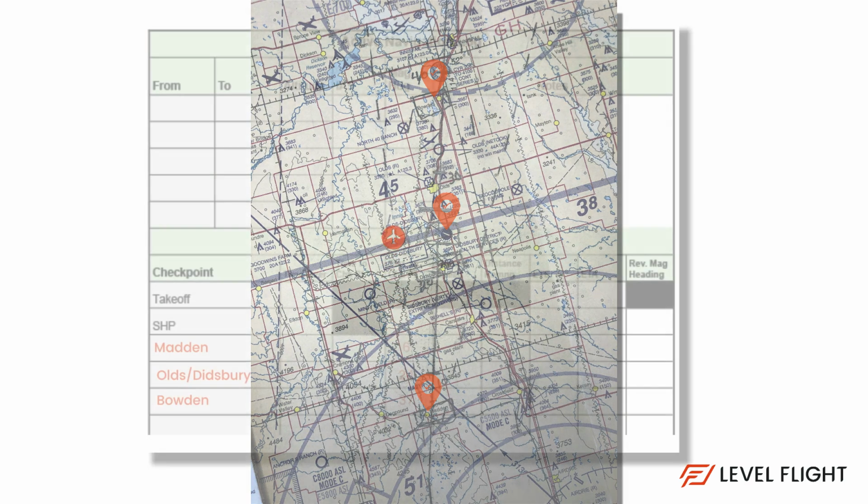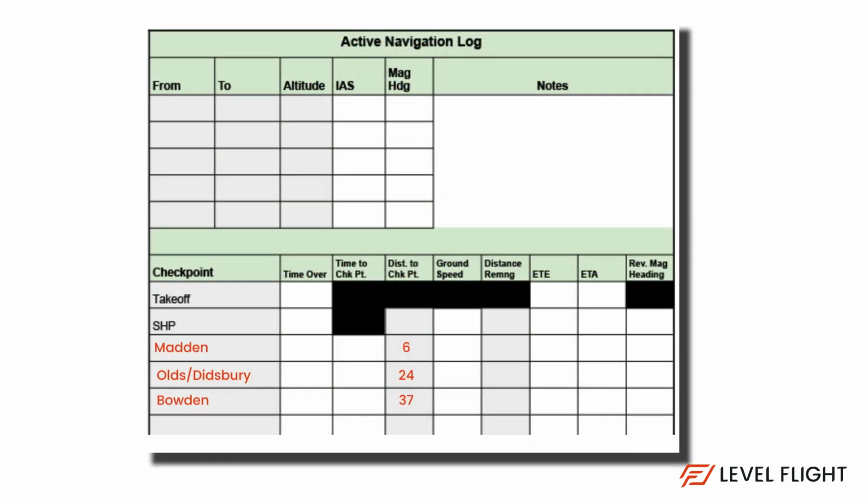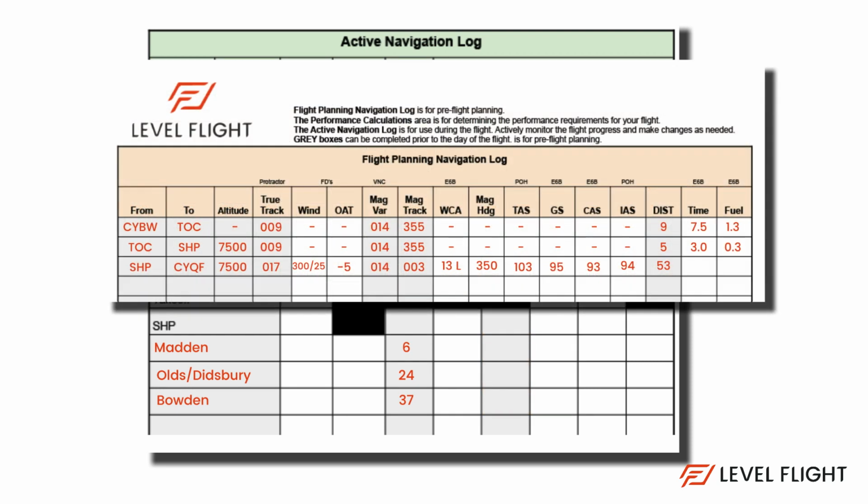The last thing we want to do is find the distance remaining for each leg. You can do this as you record each distance to the checkpoint. Do we need to measure each leg again? Well, you can, or you can simply subtract the distance to the checkpoint from the total leg distance on the flight planning navlog.